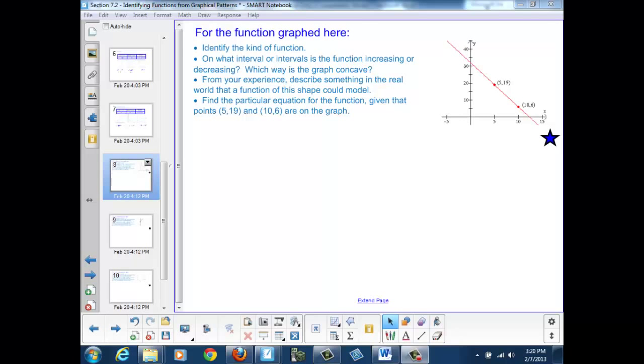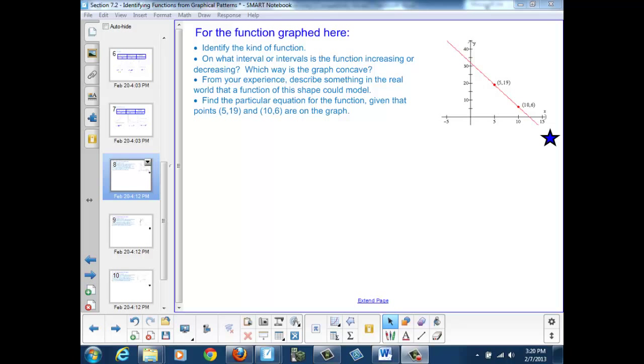Now let's take a look at some examples where we're given graphs and points on those graphs, and we need to come up with the specific equation to describe that particular graph. So we'll start with this fairly simplistic situation.